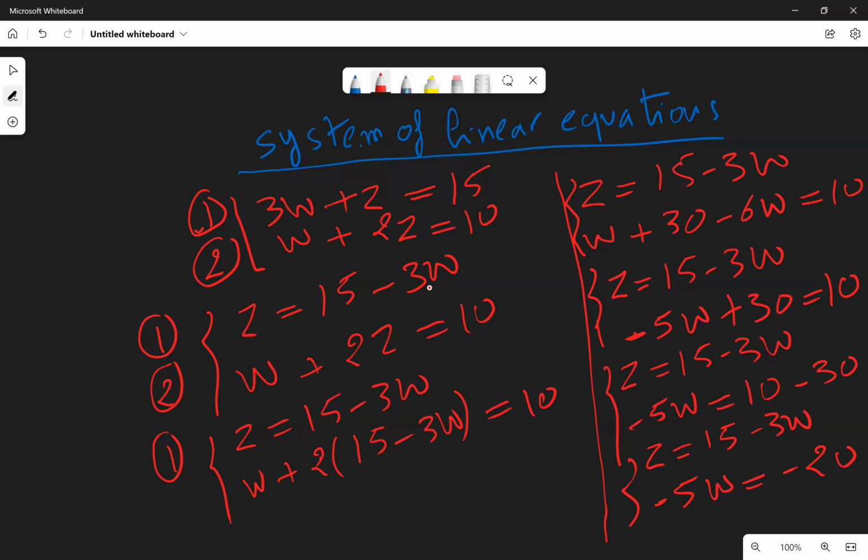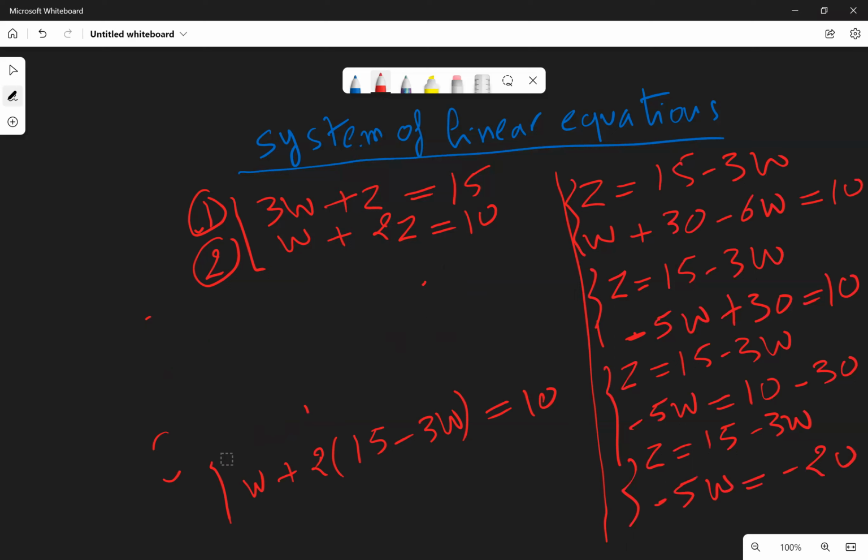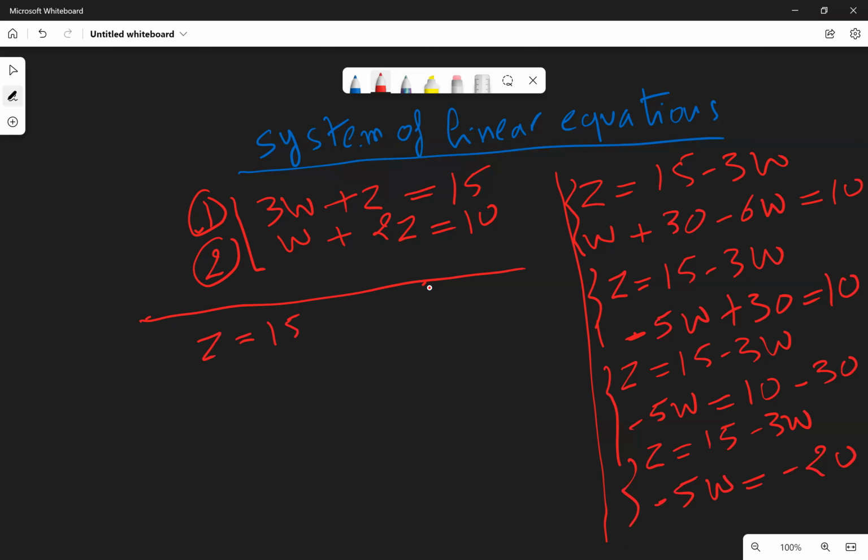Now let me erase this. I'm going to leave the system of linear equations that I have like it is, and continue on the left side. I insist on writing the first equation, z equals 15 minus 3w, so we know that we're solving a system of linear equations. I have to keep writing the first equation. So here we have minus 5w equals minus 20.